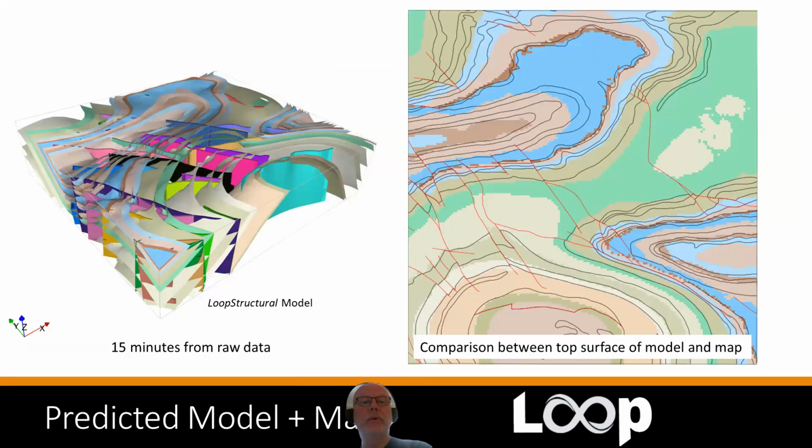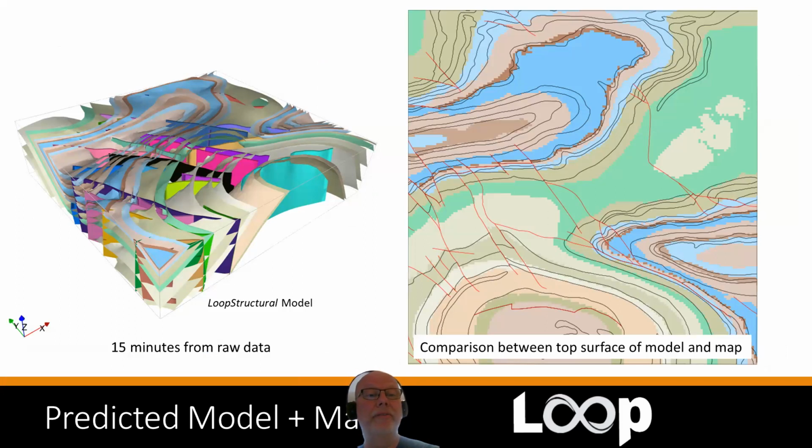We put all of this into our code, and 15 minutes later, out pops something like this. This is using the Loop structural modeling engine. So it's a perfectly respectable 3D model of the area in question. You can see on the left-hand side, and we can compare that with the original map on the right-hand side, and you can see that there are variations due to the simplification of the 3D modeling process, but that's always going to be the case.